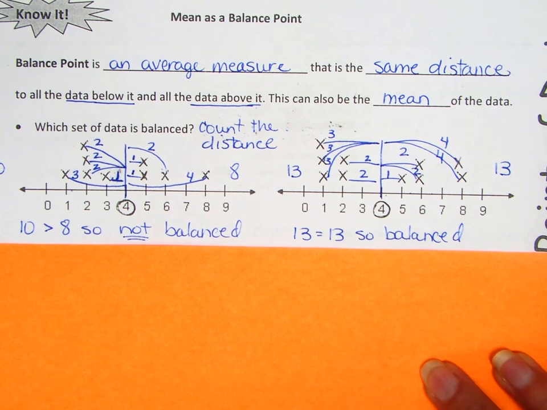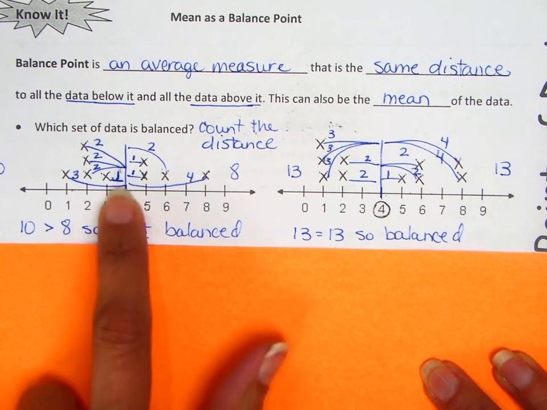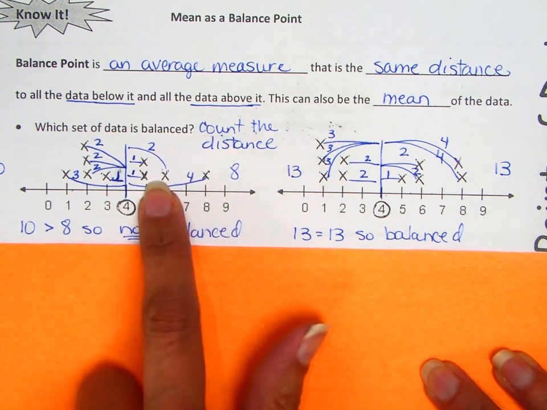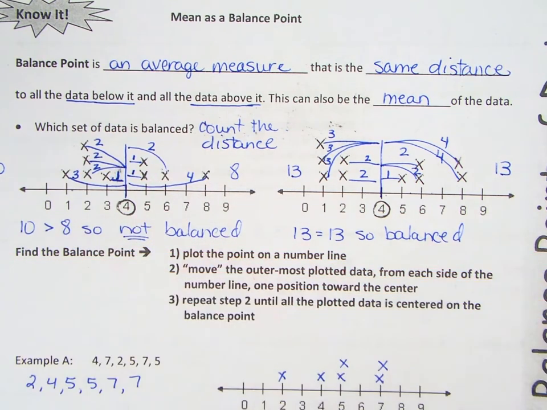So we need to keep in mind that when we're talking about the data, the balance point is the same distance from all the data below and all the data above. You have to add them all up. But now we're going to try and find the balance point. So you need your notes, and you're going to do a few of these with the counters in class. And as you're doing them, you're going to write them down.